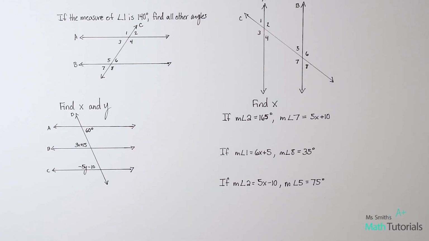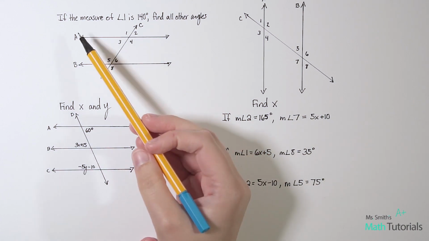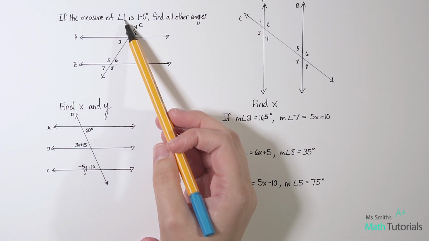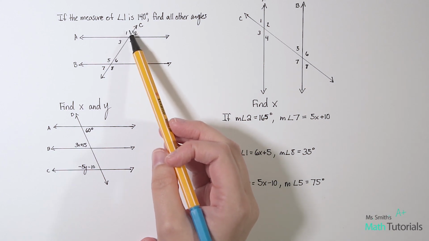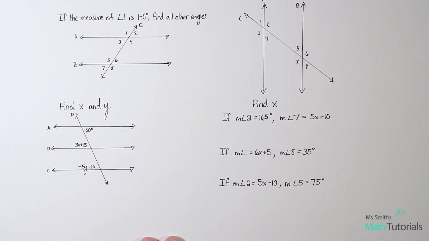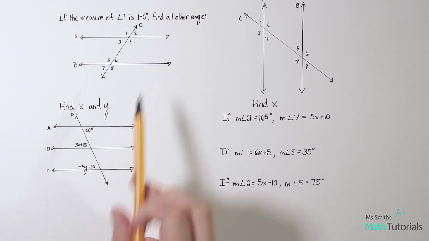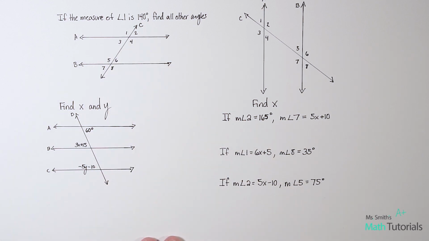Let's look at some examples of different angles and identifying them. So here's the first one. If the measure of angle 1, angle 1 right there, is 140 degrees, find all other angles. Now that may seem like a daunting task. You may think, I don't have enough information to do that. But if we just follow those rules that we went through on the first page, we can actually identify every single one of these angles just by knowing one of them.